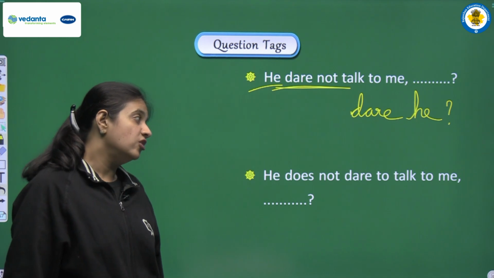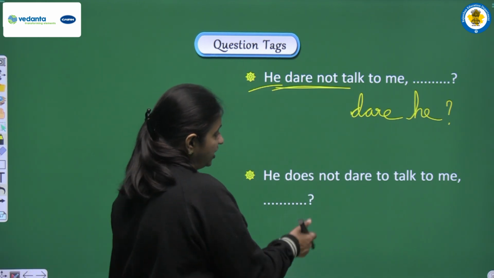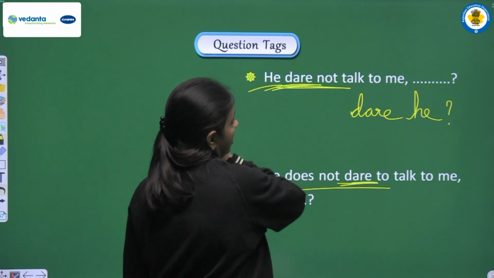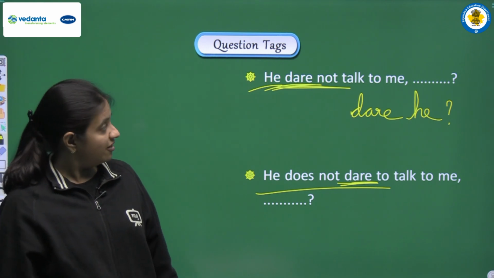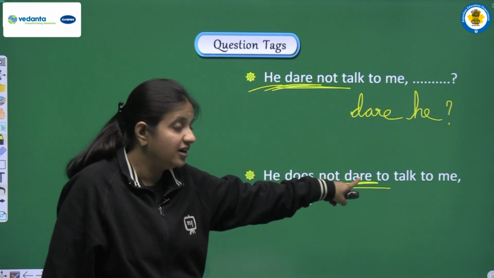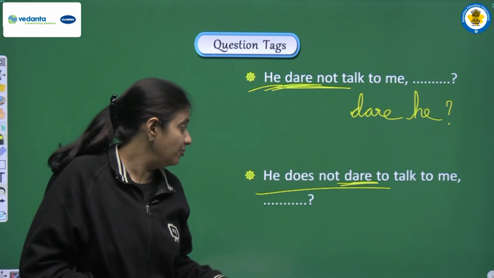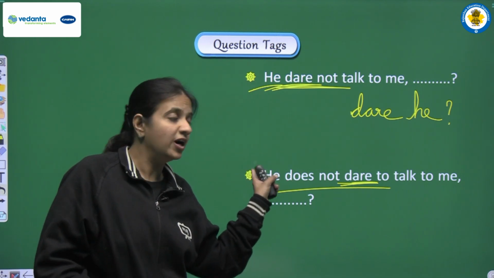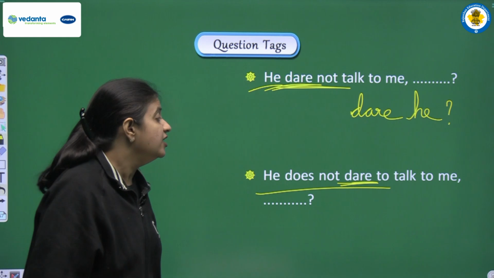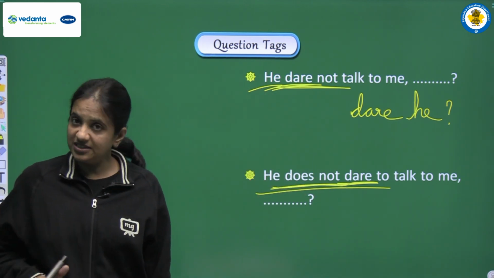Next is he does not dare to talk to me. So students, you have to be very careful here, that in this sentence dare is there, and in the previous sentence also we were having dare. But what is the difference? The difference is that there dare was the modal auxiliary, but now here dare is there in this sentence as, we can say, the main verb, because we are having does as the auxiliary verb, and dare is the action word here. This is the main verb here. Okay, so now we will make the question tag using does only. I hope this is clear to you all.